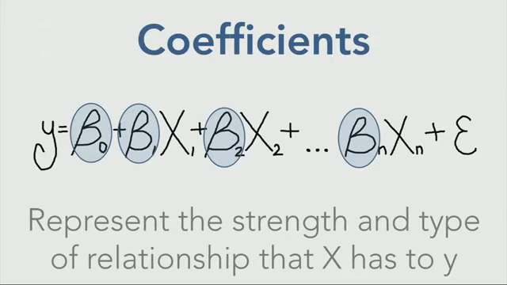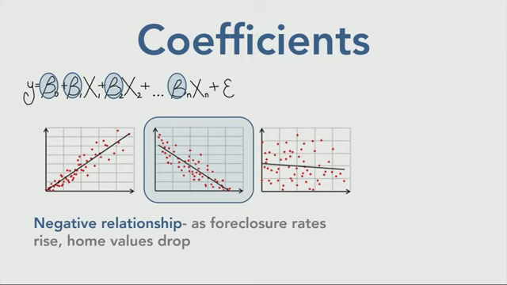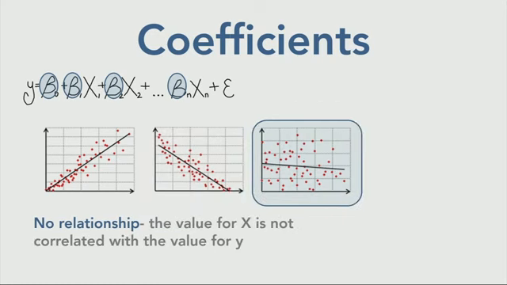And then we have the coefficients, which are these funny-looking bees, and they all come before the x's. And these coefficients represent the strength and the type of relationship that the explanatory variable has to the dependent variable. So for instance, you could have a positive relationship. So as obesity rates rise, so do diabetes rates. You can also have a negative relationship. So as foreclosure rates rise, home values drop. Or there could be no relationship at all. In which case you might want to consider dropping this particular explanatory variable because it really doesn't need to be included in the model. It's not influencing the prediction itself.